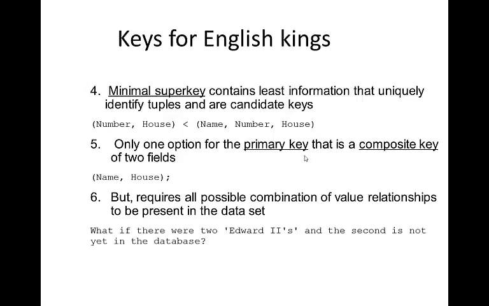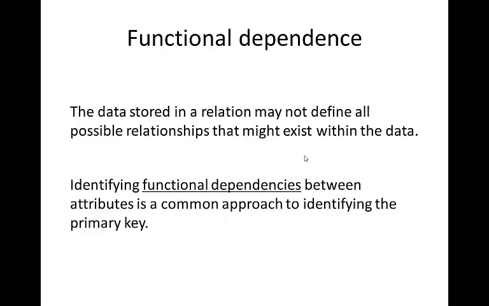It has problems. The main problem is that it requires all possible combinations of value relationships to be present in the data set itself. So it requires the data set that you've got, that table, to encompass all possible combinations that might exist in the world. And that is certainly not always the case. Because of that, that algorithmic way of defining primary keys is not the way it's generally done.